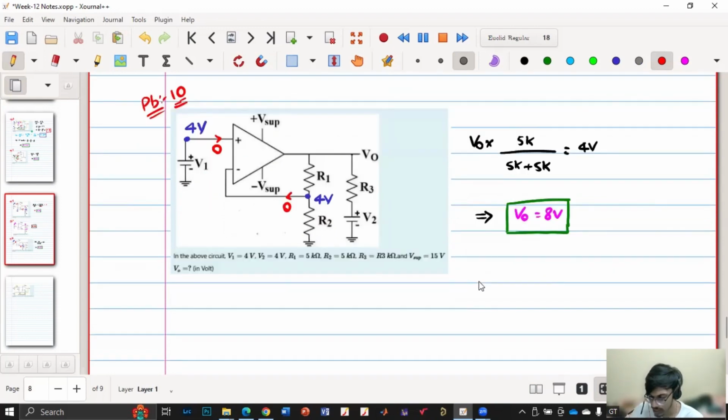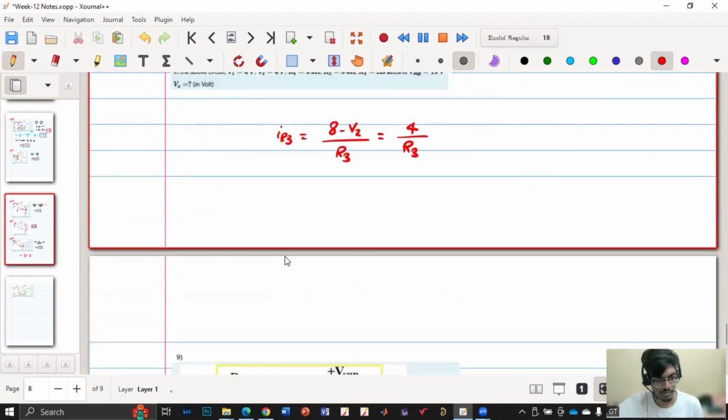Now if I say what is IR3, so IR3 is (8 minus V2), that is 4, by R3. R3 they have not given because it is not required. V0 they have given 8, V2 they have given 4, so 4 by R3. So that's why they have given. Even if I consider multiple resistors and sources similar to this, V0 will still be 8 volt, but the current through that is determined by V0 and those resistors.